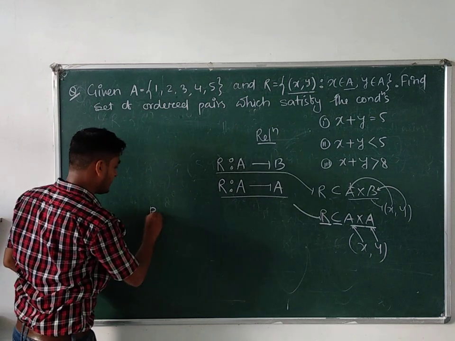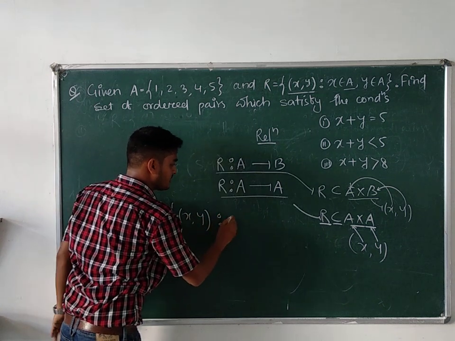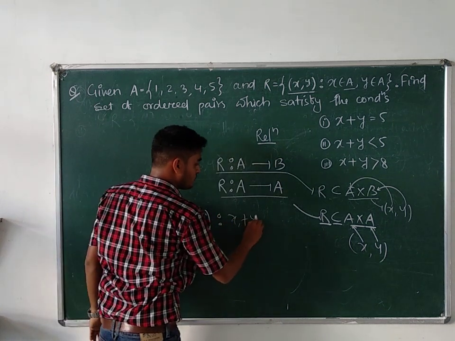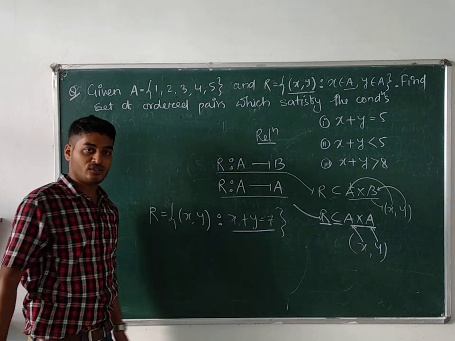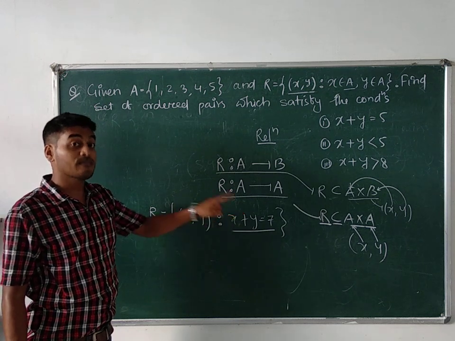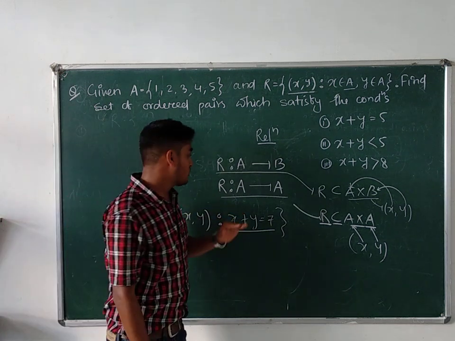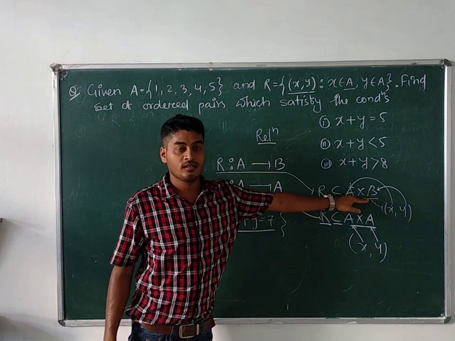If I write it like that, x comma y such that x plus y is equal to 7, as another specific condition is given, here R is not exactly equal to A cross A. Here R is a subset of A cross A. So simple question, R is a relation from A to B means R is a subset of A cross B. Subset means what?